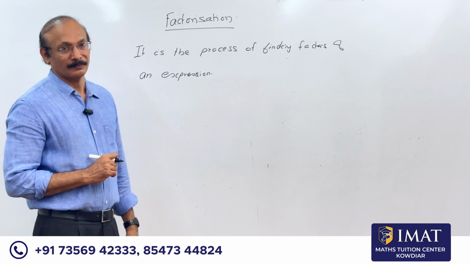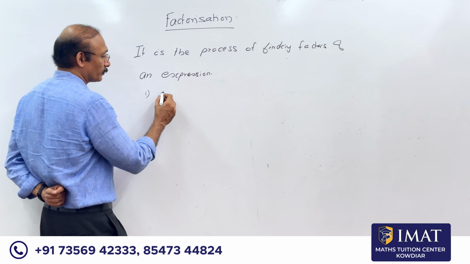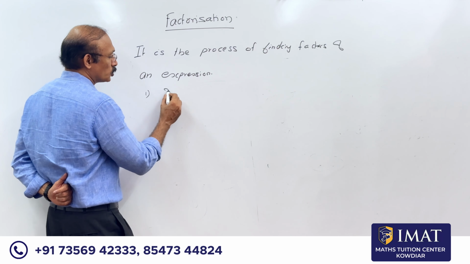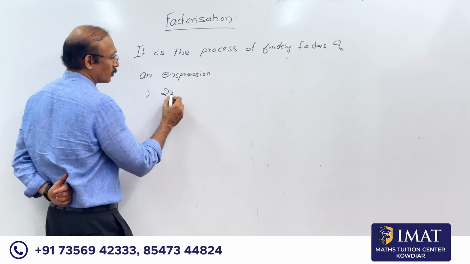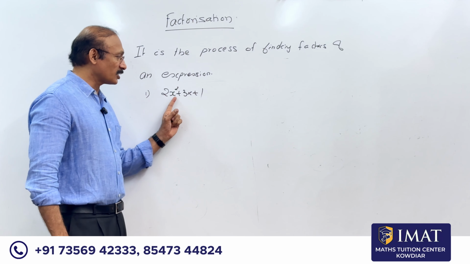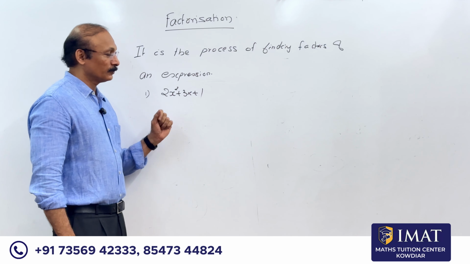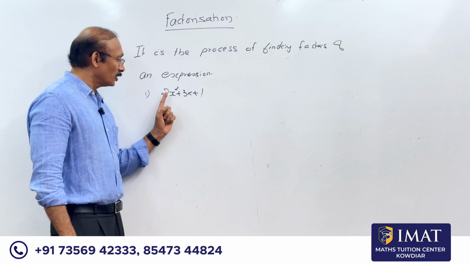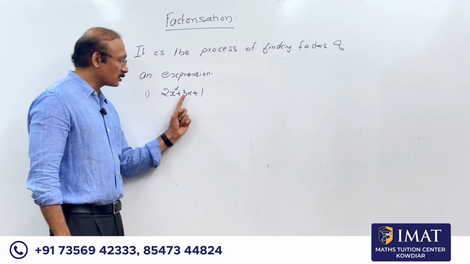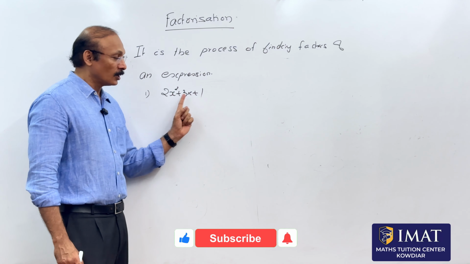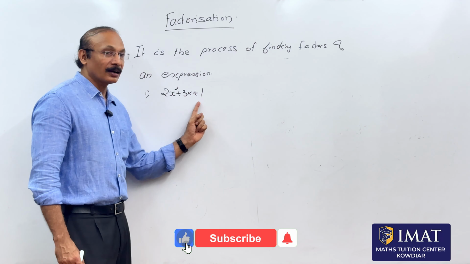Okay, anyway, let me just ask you one or two questions. Suppose I give you an example. See, this is an expression, say 2x square plus 3x plus 1. This is an algebraic expression. How many terms are there in this expression? The terms are separated by plus sign. So when you count the number of terms, this is one term, this is the second term, this is the third term. So total there are 3 terms in this expression.